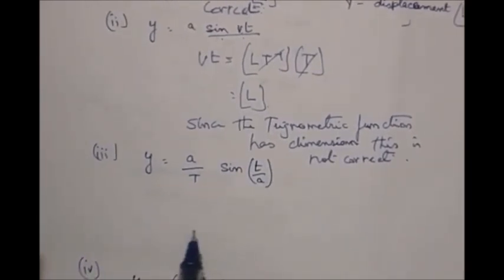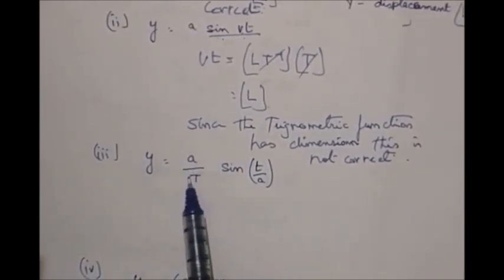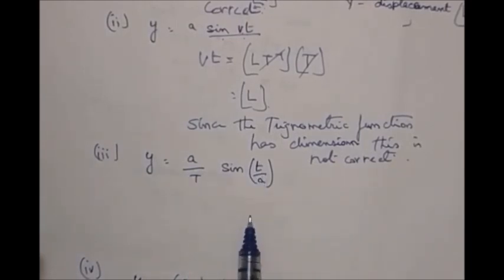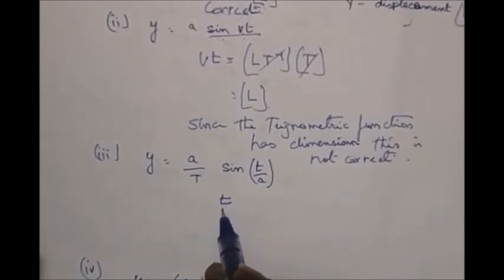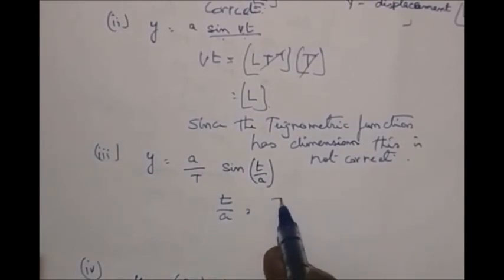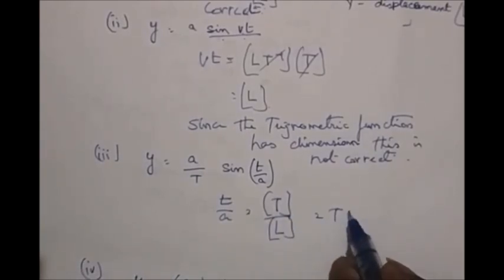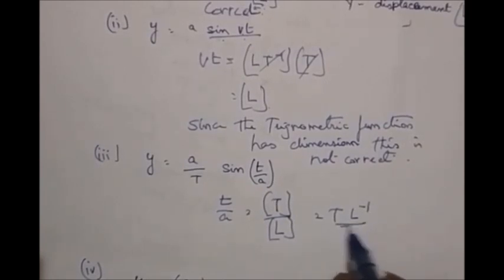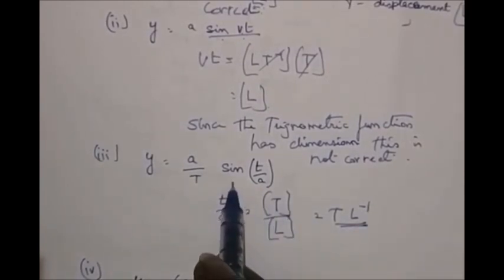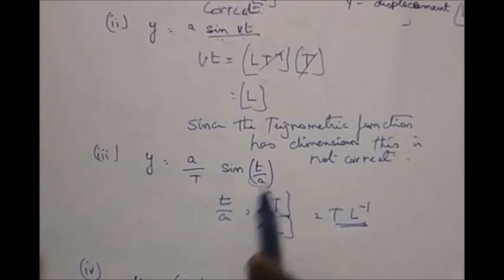Next question, there is a third question here. Y is equal to A upon T sine T upon A. Looks like again another tricky formula, sine T upon A. We know this should be dimensionless because the sine term should be dimensionless. T upon A: T is time, and A is also a distance, it is L, which gives T L minus 1. This again says the sine term has a dimension, so it is going to be a wrong formula.